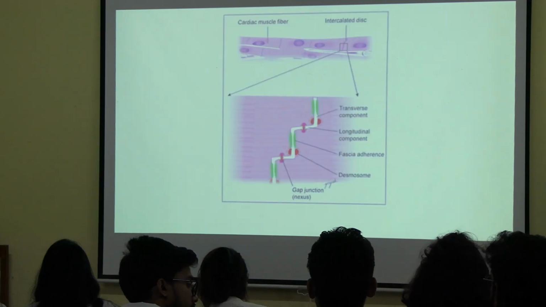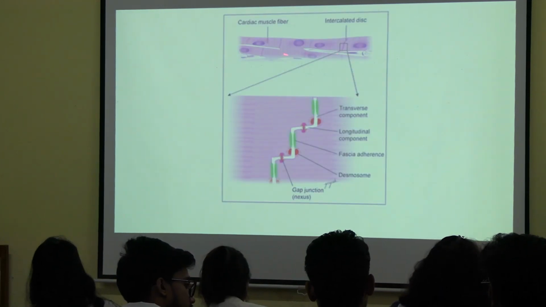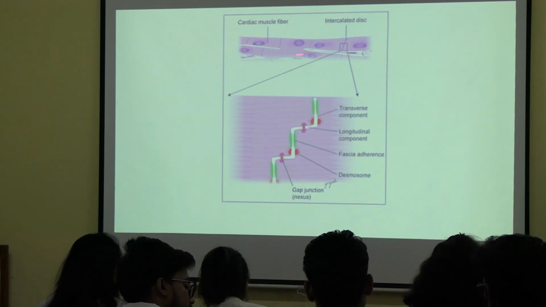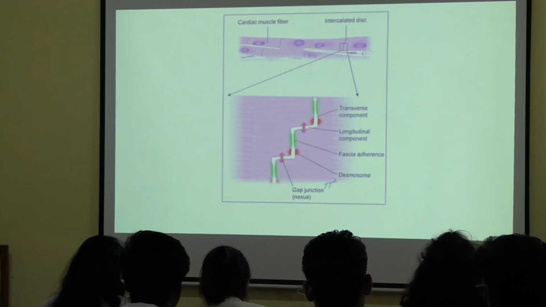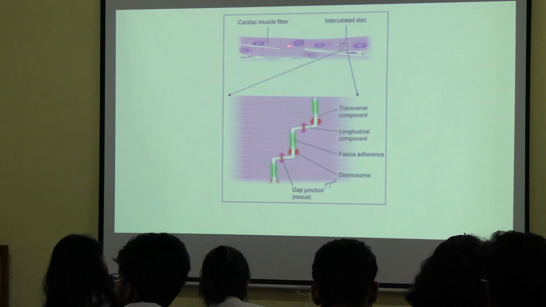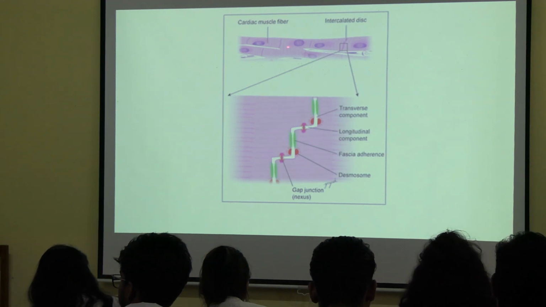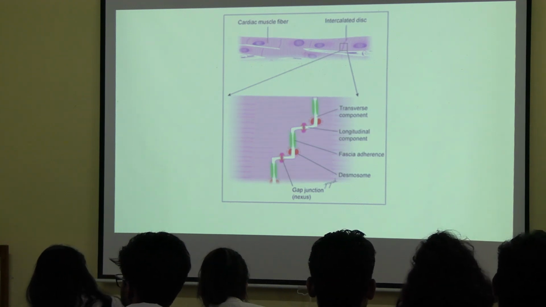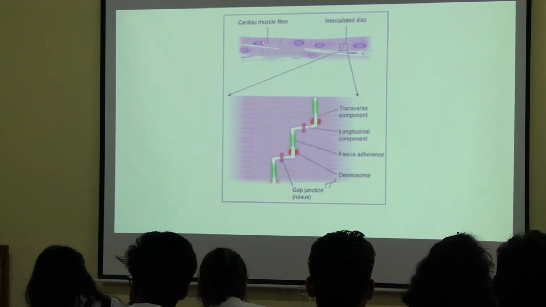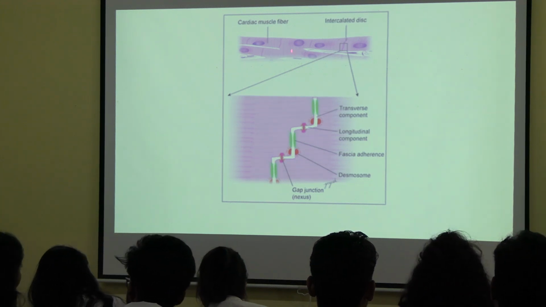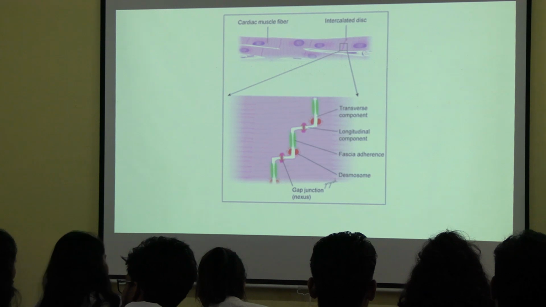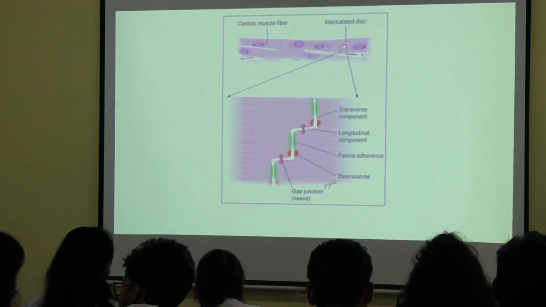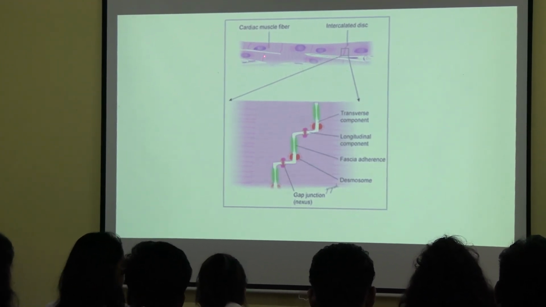Now here you can see the diagram. This is how the appearance of the cardiac myocyte looks. You can see this is the fiber, and you can see the striations. After that, can you see the nucleus, centrally placed? Then you can see the branching of the fibers. And then here you can see the intercalated discs.